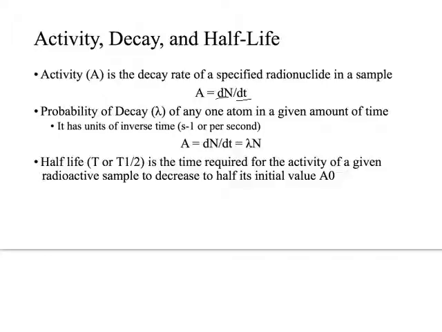Sometimes it's called half-life, sometimes it's called T sub 1/2, right? Sometimes it's just T. But it's the time required for the activity of a given radioactive sample to decrease to half of its initial value. And so we'll call it, I'm sorry, these slides didn't import into this app correctly, but this would be like A sub 0, right? So A sub 0 is that initial activity. It's the activity at time 0.